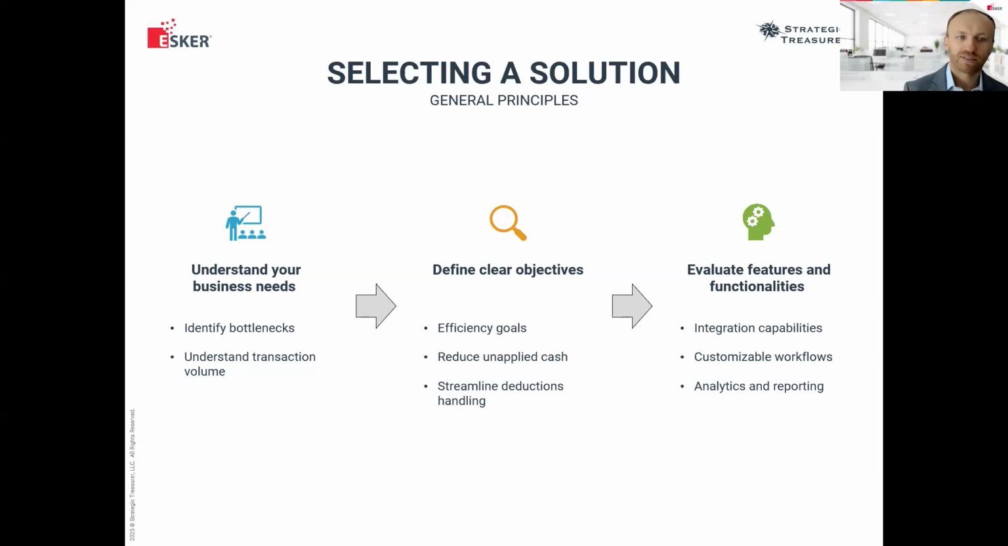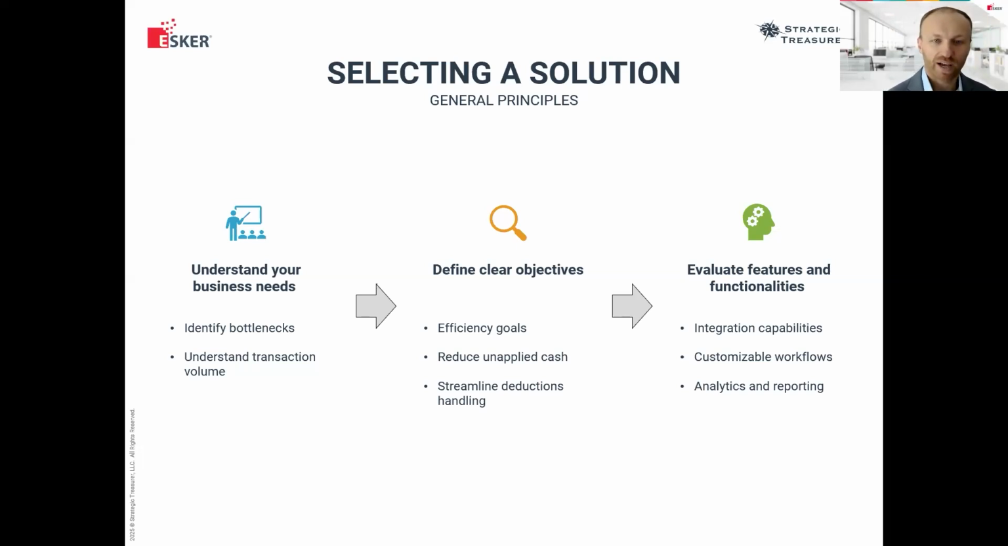Defining clear objectives. Where do you want to be? What's the current state? What's the desired future state? What's that worth? Reducing unapplied cash, knowing how much you want to reduce that. And obviously streamlining the deductions handling. How do you want to streamline it? This relates to bottlenecks, where the gaps in the process are.